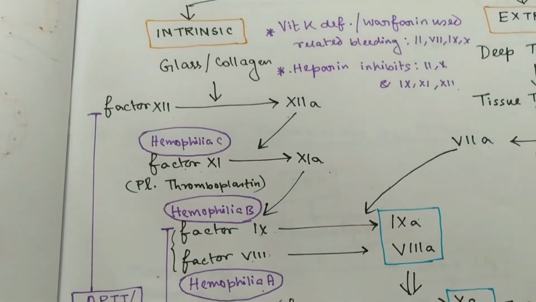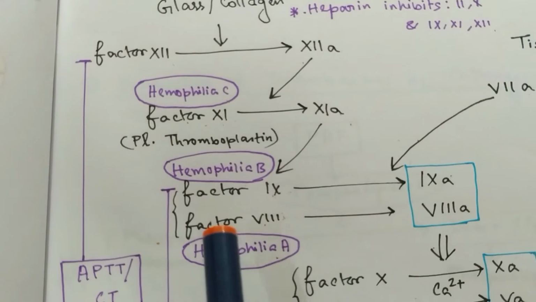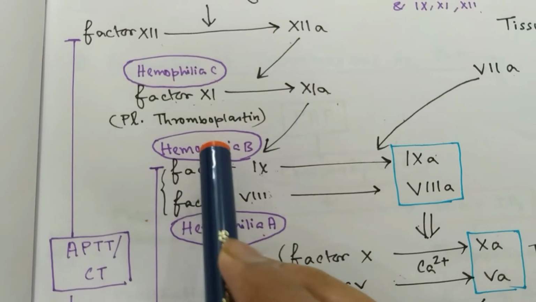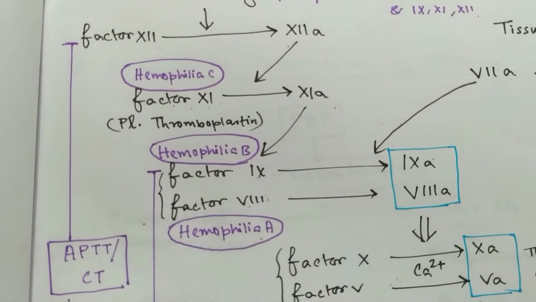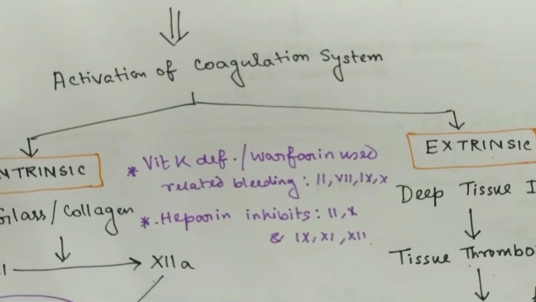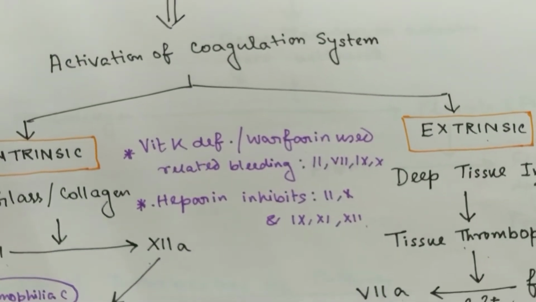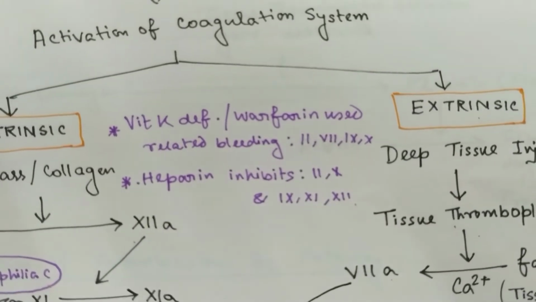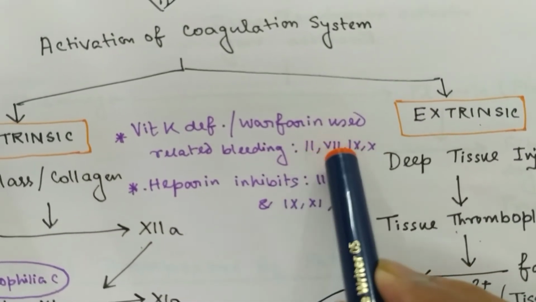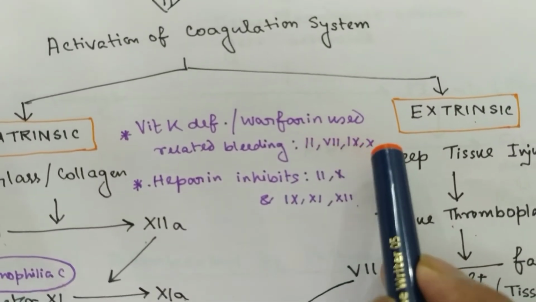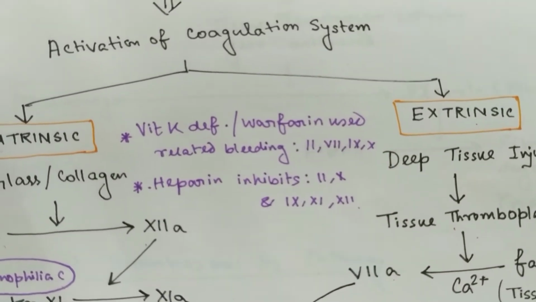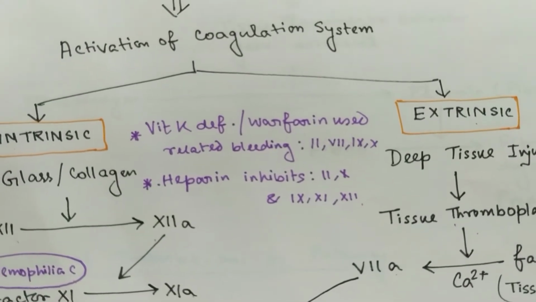There are some congenital deficiencies of these factors, like deficiency of factor 8 is regarded as hemophilia A, that of factor 9 is hemophilia B, and that of factor 11 is hemophilia C. Also, deficiency of these factors due to vitamin K deficiency or warfarin use related bleeding is mainly due to the deficiency of factor 2, 7, 9 and 10. And heparin inhibits factors like 2, 10 and also 9, 11th and 12th.